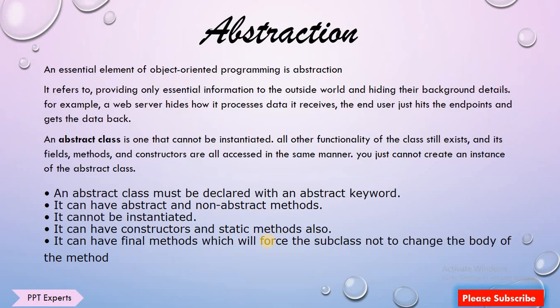First we will see abstraction. Abstraction is an essential element of object-oriented programming. It refers to providing only essential information to the outside world and hiding the background details. For example, a web server hides how it processes the data it receives. The end user just hits the endpoint and gets back the data. We don't know what functionality or what programming language is written inside it. We only hit the button and we get all the data. So this is what a web server does.